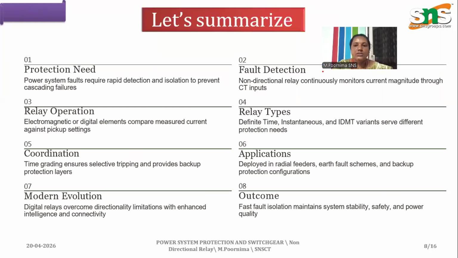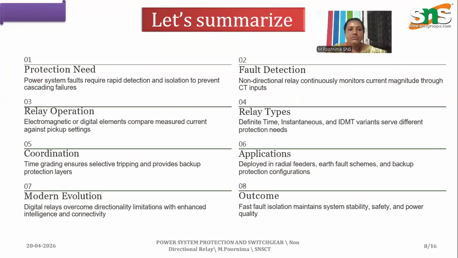Now to summarize: why protection is needed, what the fault detections are, relay operations, relay types, coordination, applications, and modern evaluations and outcomes. The outcomes are fast fault isolation, which maintains system stability, safety, and power quality. This is the main thing. What is the final outcome? The final outcome is power quality.